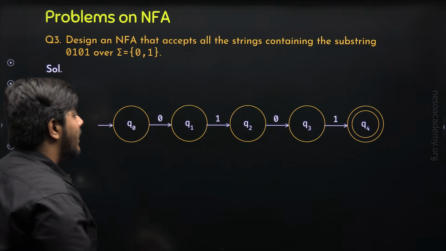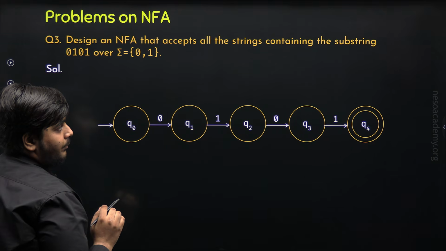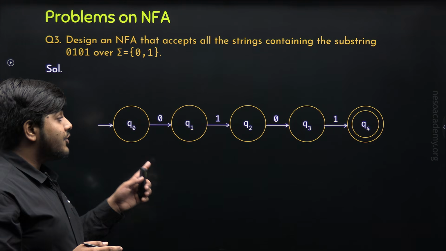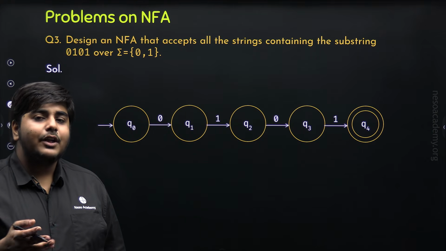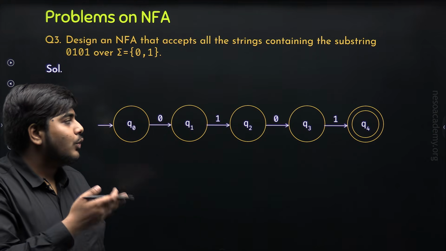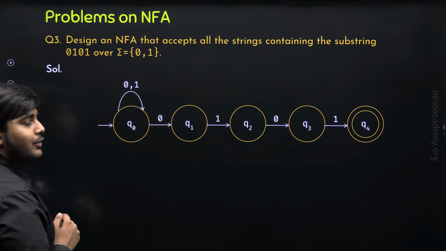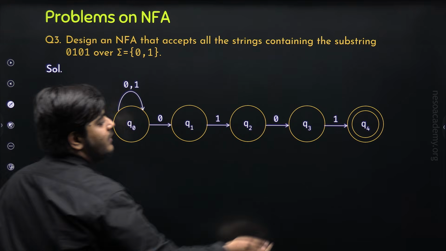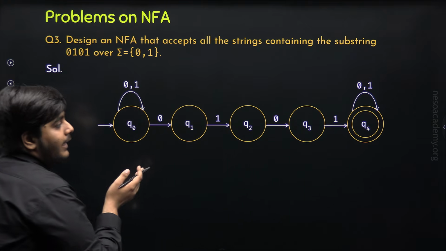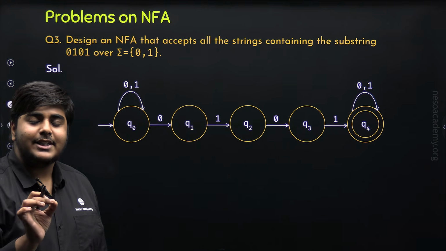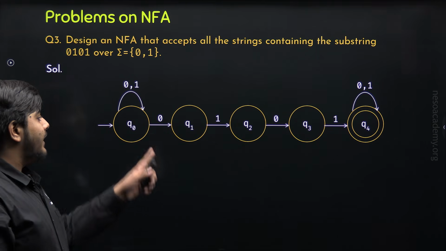Now you can see the string 0, 1, 0, 1 is accepted by this transition diagram. Our string contains the substring 0, 1, 0, 1, so it doesn't matter what comes before and after it. We can simply create a self loop in the beginning for the input symbols 0 and 1, and similarly a self loop in the ending also for the symbols 0, 1. In this way, we have completed our transition diagram of NFA for accepting the strings containing the substring 0, 1, 0, 1.